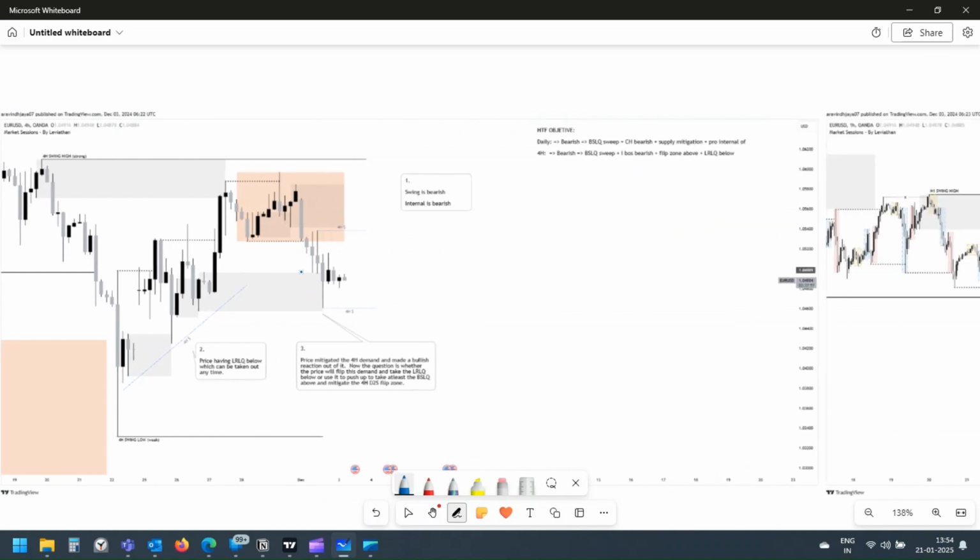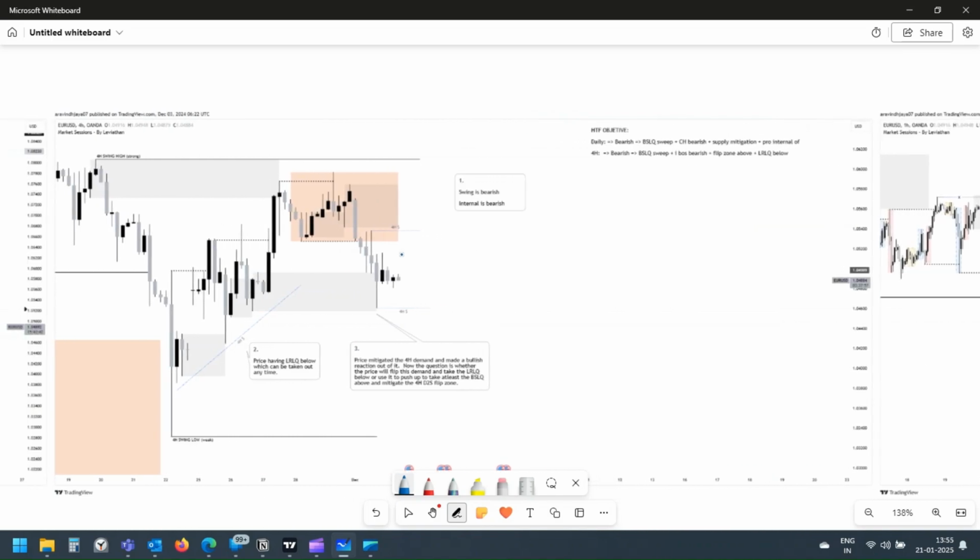So jumping into the 4-hour chart, the swing structure is bearish and internal is also bearish. Price has mitigated into the 4-hour demand, but this demand was already being mitigated. So there are multiple mitigations in this demand. So what can you expect? This demand could fail, and the sell side liquidity below this demand could be taken out.